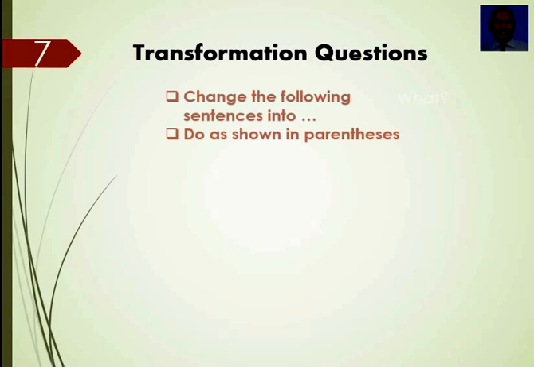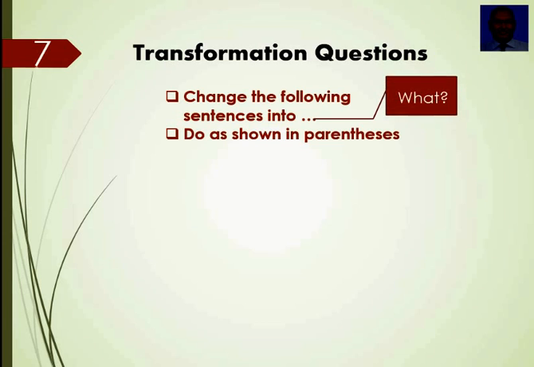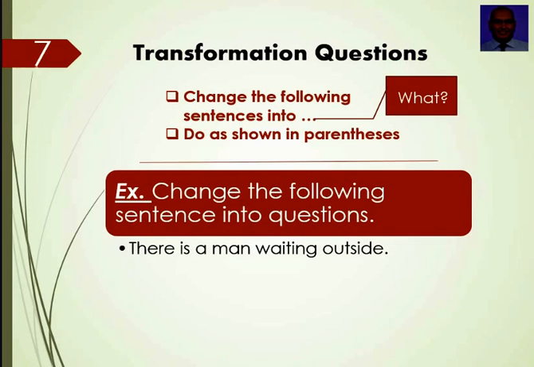After that, we have the transformation questions. We have verbs like change the following sentences into, or do as shown in parentheses, and we need to consider exactly what comes after that. Let's have an example to make it clearer. Change the following sentence into a question. There is a man waiting outside. So what are we going to do? Right, we are going to change it into, read this, what comes after into? Into a question.